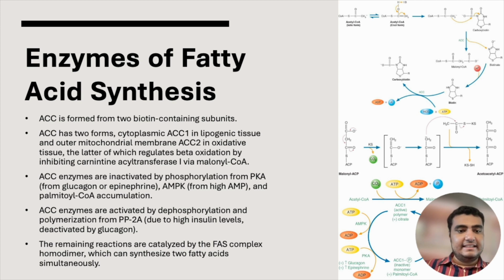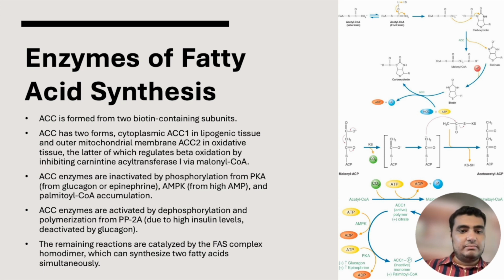Additionally, the ACC enzymes are regulated by phosphorylation. So phosphorylation inactivates them, and they can be phosphorylated by PKA, which is activated by pathways involved with glucagon and epinephrine. And then we have AMPK, which is activated by high AMP. It also phosphorylates and inhibits ACC. And palmitoyl-CoA accumulation will also inhibit ACC.